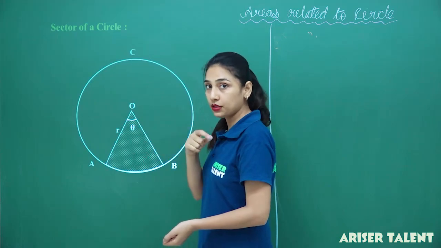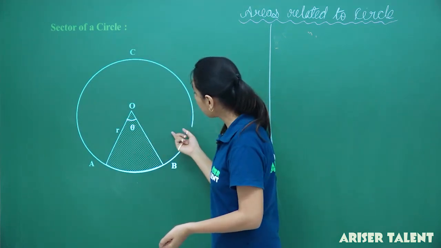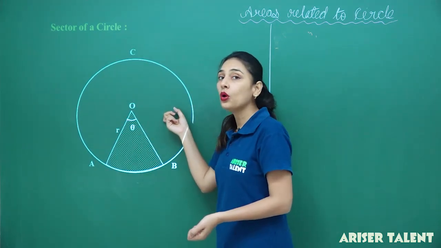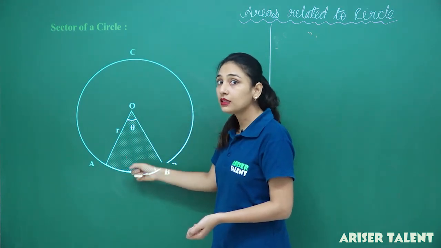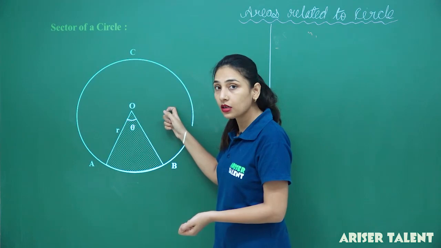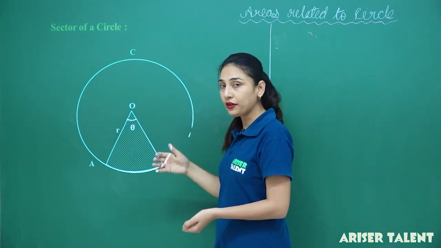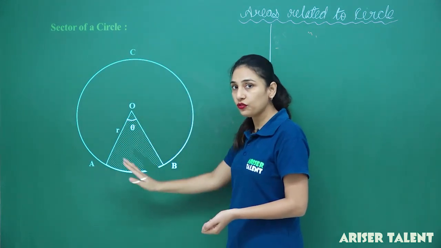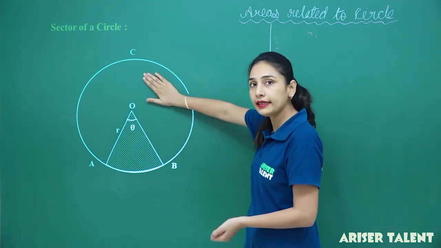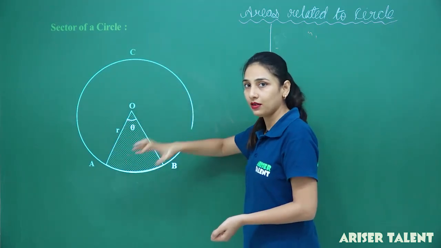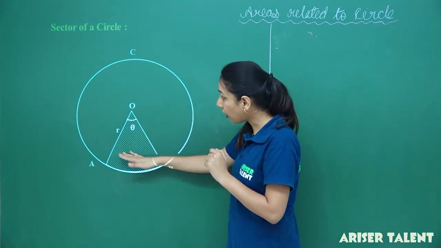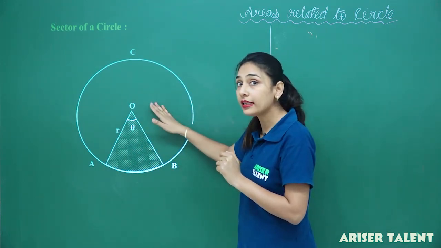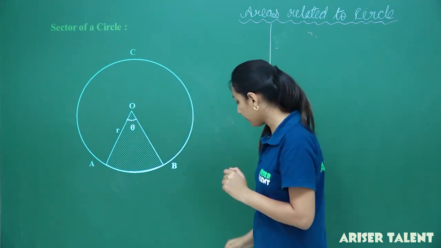So what does that mean, students? Does that mean that we are having two sectors? Now this will be the minor sector and this will be the major sector. Okay, getting my point? We are having two sides, so we'll be getting two portions, this and that here. Now this portion is minor, na? This is less, so we'll call it the minor sector and we'll call that the major sector.